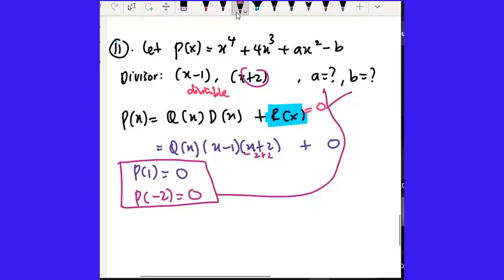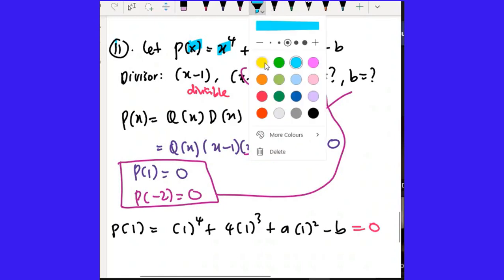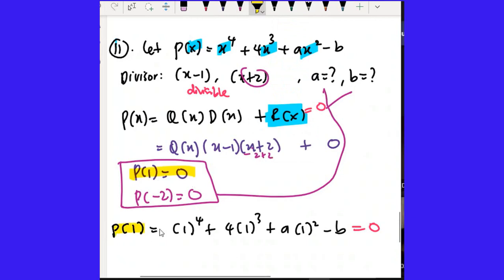Okay, first step kita ambil dulu P of 1. Substitute semua 1 lah, kita ganti kat sini x. Okay. Jadi, plus 4, 1 cube plus A, 1 squared minus B is equal to 0. Ini kena ada, is equal to 0. Buat 0 kat sini pun boleh juga. Kalau rasa tak nak buat kat sebelah on the right hand side, buat on the left hand side.